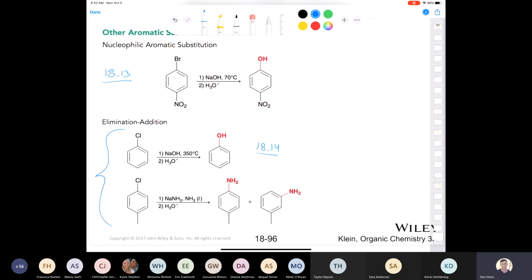If you have a good leaving group, but you are using sodium hydroxide, you have to really crank up the temperature to 350 degrees Celsius and then do an aqueous acidic workup. If you have a better base like sodium amide, the high temperature is not required. And of course, if it boils down to a decision on regioselectivity, you're going to get a mixture of regioisomers. And that is it. I believe that is the last slide in the chapter.